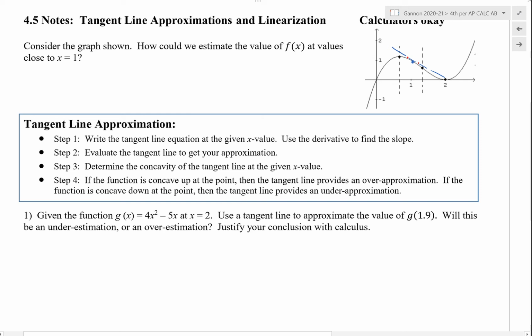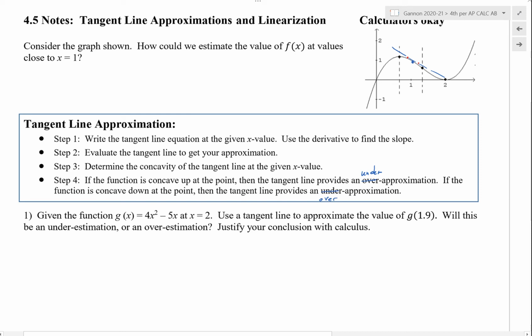And then for step 4, it says if the function is concave up at the point, the tangent line is going to provide an over approximation. And if the function is concave down at the point, the tangent line is going to provide an under approximation. And those are actually backwards. If a function is concave up, then a tangent line will provide an under approximation. And if the function is concave down, it will be an over approximation. And we'll talk a little bit more about that as we get into the video.